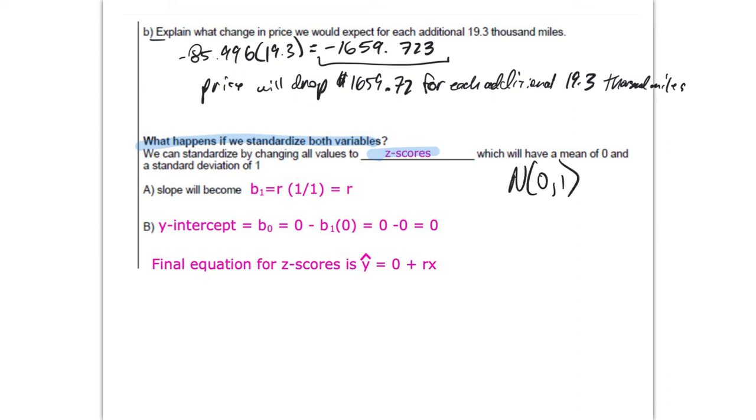So from our other equations, we have b1 is our r value times the standard deviation of y divided by the standard deviation of x. Well, that's 1 divided by 1, so our b1 is just our r value. Our y-intercept, b naught, equals 0 minus b1 times 0, and so that's just 0. Which makes sense: if they're both standardized and the mean is 0, the line goes through the point (0, 0), because x bar and y bar are both 0.